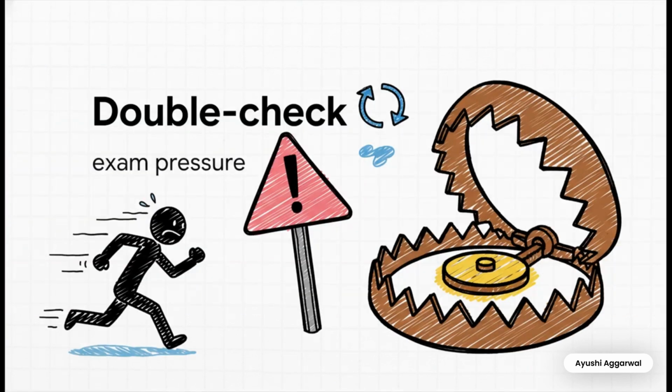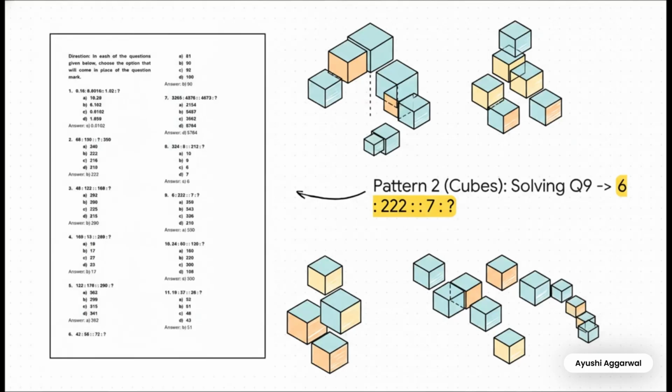And here it is, a classic exam trap. Take a close look at option A, which is 292. Under exam pressure, it's so easy to make a quick calculation mistake like this. This is where SSC sets a trap for you. So always double-check your calculations. Let's move on to our next pattern.